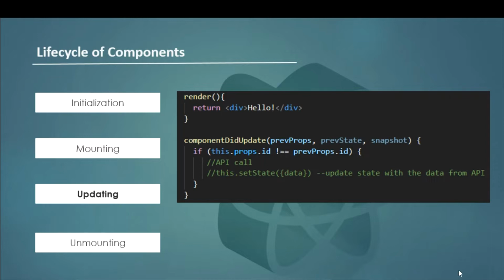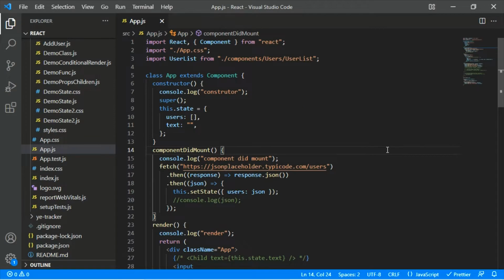So the syntax looks like this. It takes three parameters: previous props, previous state, and snapshot. All these parameters are optional though. So let us see these parameters one by one with an example.